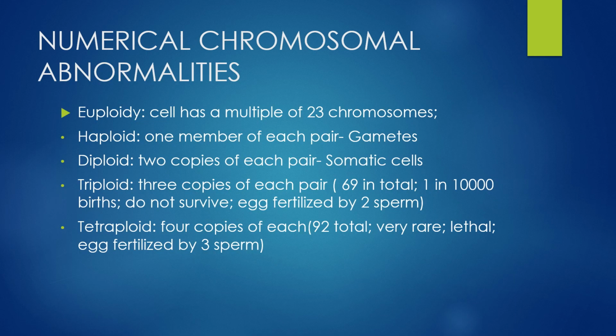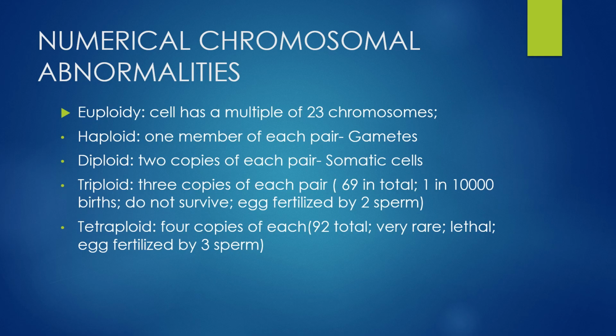Next, we will be taking a look at some numerical chromosomal abnormalities. When you see the word euploidy, it refers to a cell that has a multiple of 23 chromosomes. So underneath that we have haploid. Haploid meaning that there is one member of each pair, that is gametes. So in gametes, we have a total of 23 chromosomes.